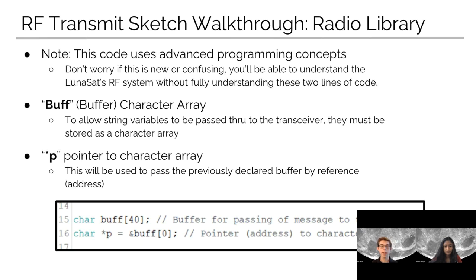The second line is something that says char star p equals ampersand buff and then in brackets 0. This is a pointer to the address of the first element of our character array. We will be using a function to send our messages, and we'll need the first address of our character array. So all we're doing here is actually getting that address and sending it to our variable p.